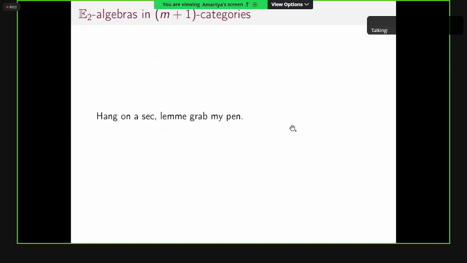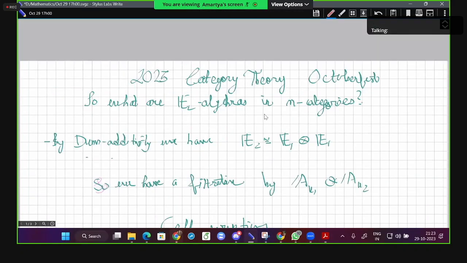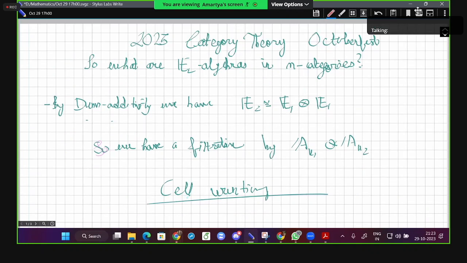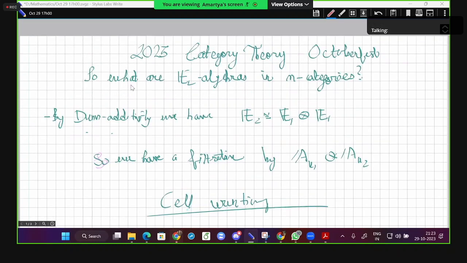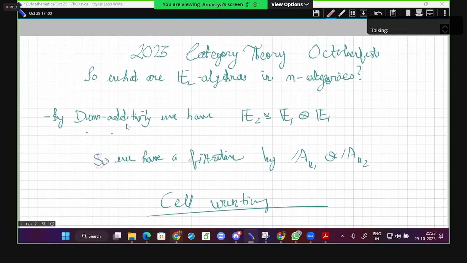Okay, so for E2 algebras, I'll grab my pen and try to do things on my tablet right now. I apologize for my bad handwriting. I've gotten used to writing on boards these days, so writing on tablets is just kind of bad. So what are E2 algebras in m-categories? We know that E2 is just like E1 times 1.